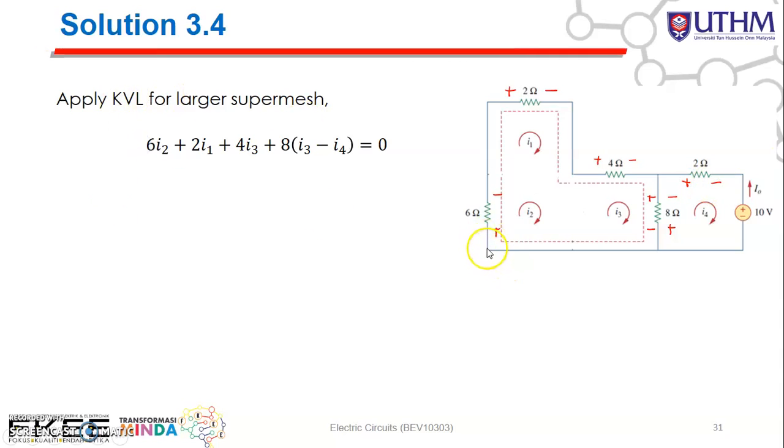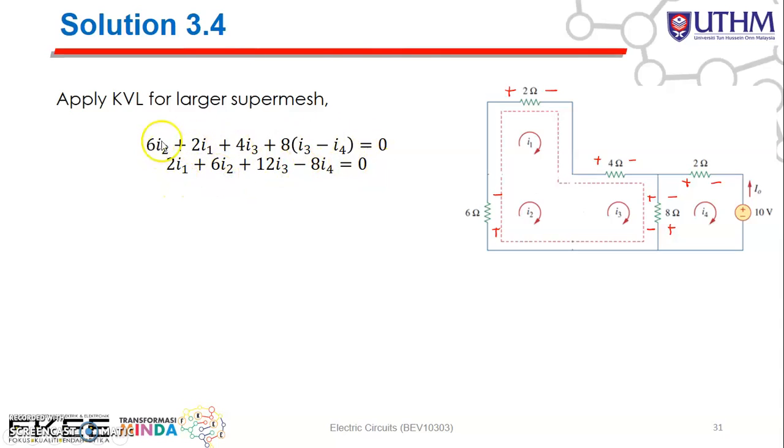Okay. So you may start from here. Here you see the positive sign, so that's why you have plus 6 ohm multiplied with I2. Plus 2 ohm multiplied with I1. And then you go to this side, plus 4 ohm multiplied with I3. And then for the 8 ohm, you see a positive sign, so plus 8 ohm multiplied with (I3 minus I4). See, through the 8 ohm we have two different mesh currents, so I3 minus I4, equal to 0. And then after that, we can rearrange the equation.